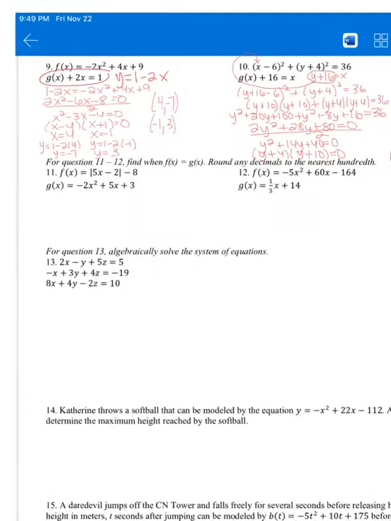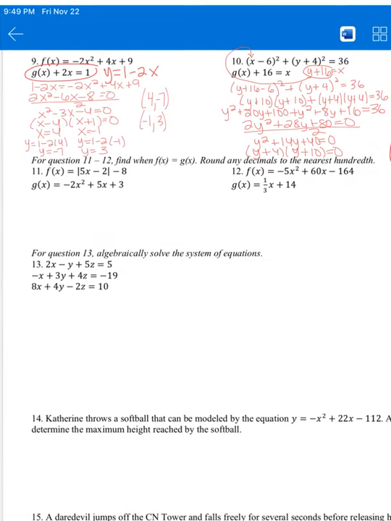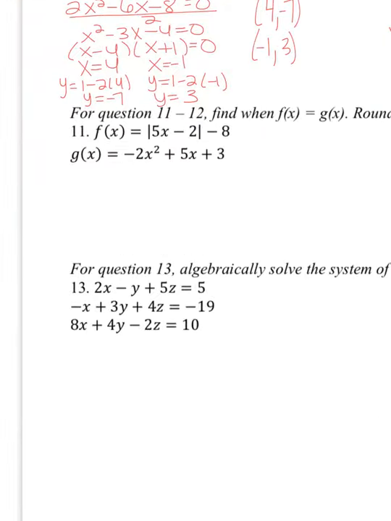11 and 12 want you to find when f of x equals g of x. Round any decimals to the nearest hundredth. So there's no wording that tells you that you have to do it by hand. So type this into the calculator. Even if you try doing number 11 by hand, you can't. So you're going to type one side into y1, the other side into y2.